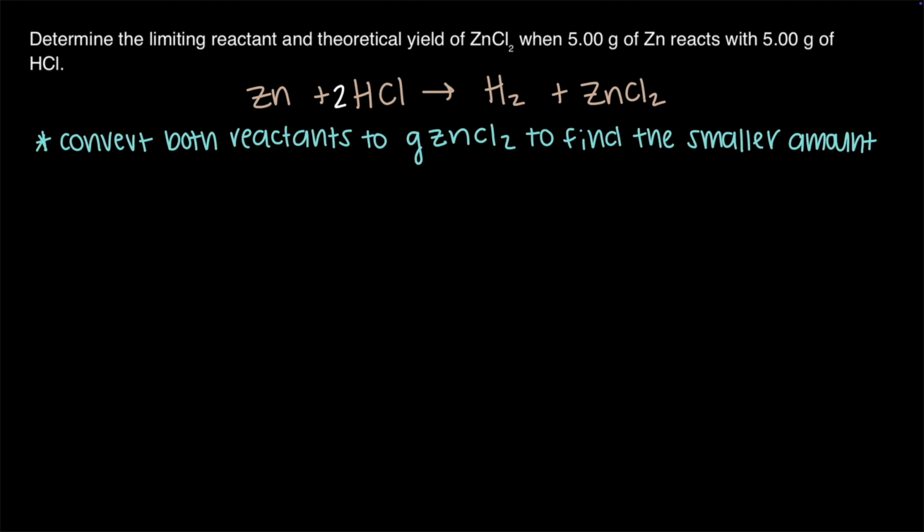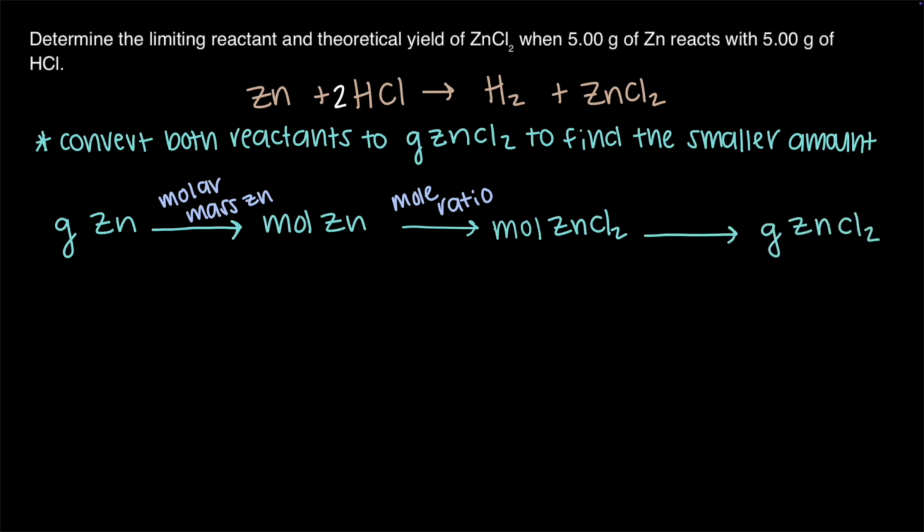For the unit map, to convert 5 grams of Zn to grams of ZnCl2, we will first convert to moles of Zn using the molar mass of Zn, then moles of ZnCl2 using the mole ratio, then grams of ZnCl2 using the molar mass of ZnCl2.